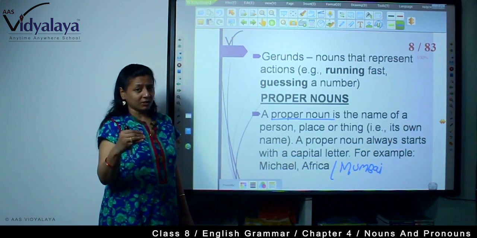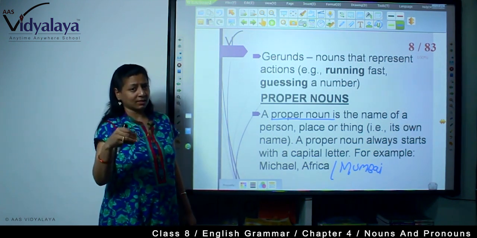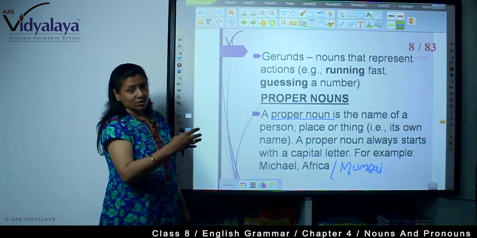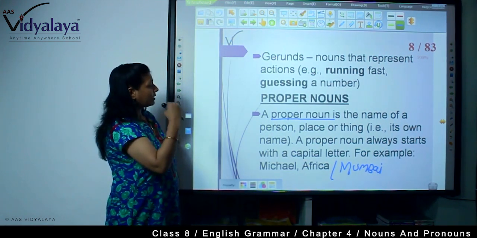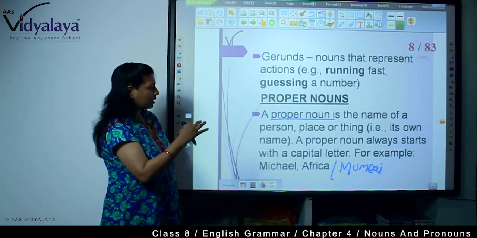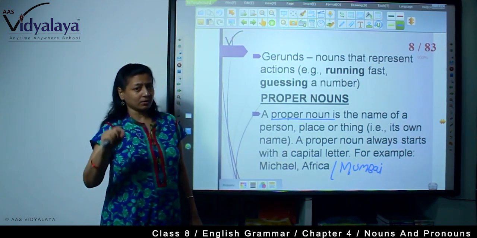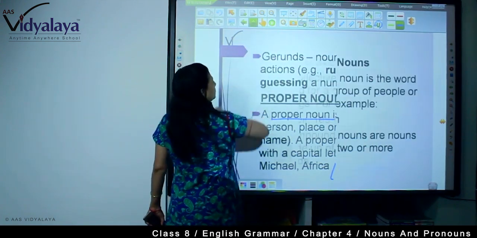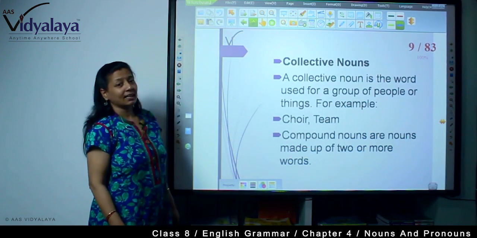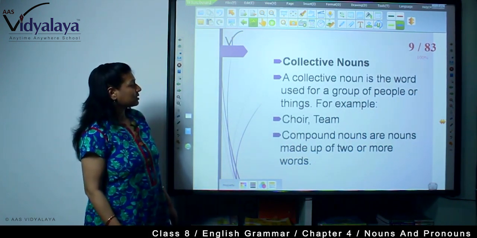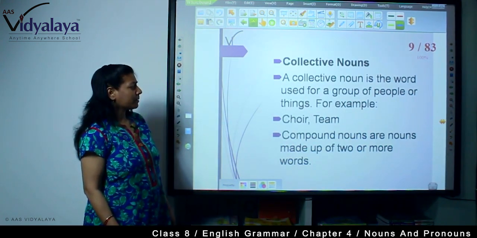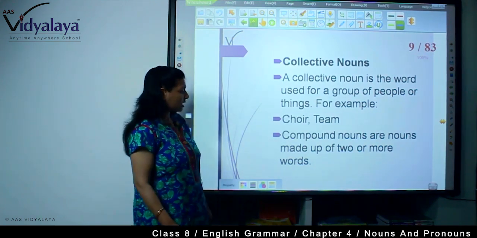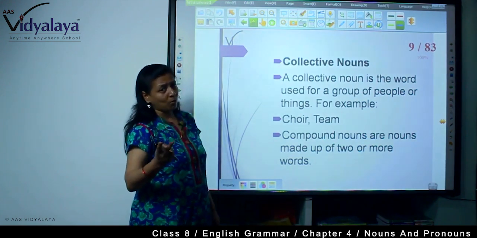Common noun, under which you have seen abstract noun, concrete noun, collective noun, verbal noun. Then gerunds you have seen. And there is a proper noun. Proper noun, name of a specific person, place or thing. Second is collective noun. A collective noun is a word used for a group of people or things. And compound nouns are nouns made up of two or more words.